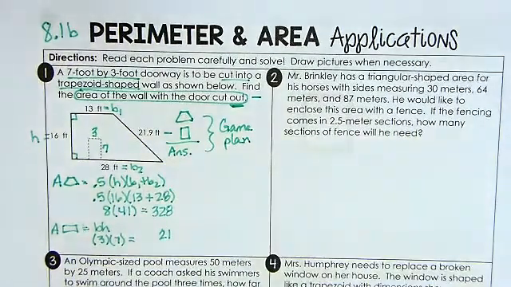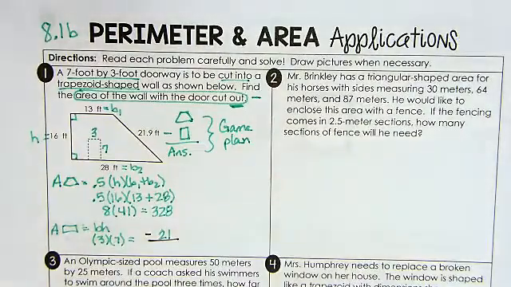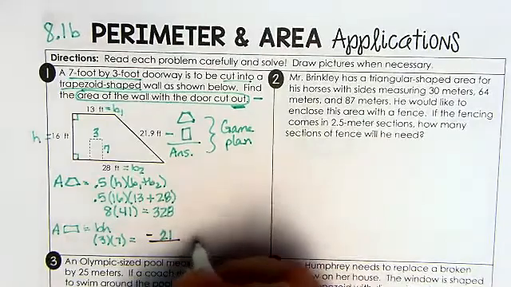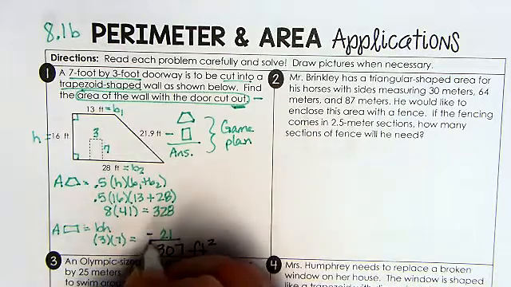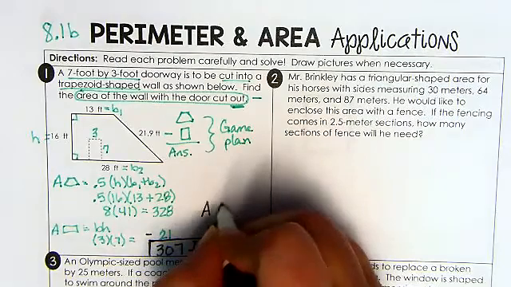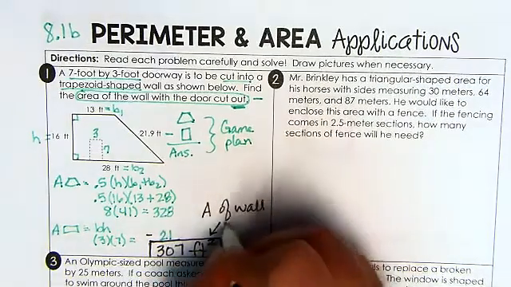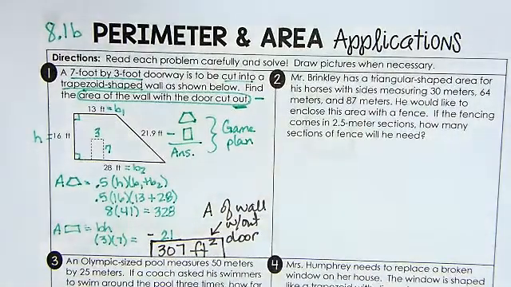Now, if you remember our game plan, we said that we subtract these two. So I have 328 minus 21, which gives me 307 feet squared is the area of the wall without door. Okay, next example.